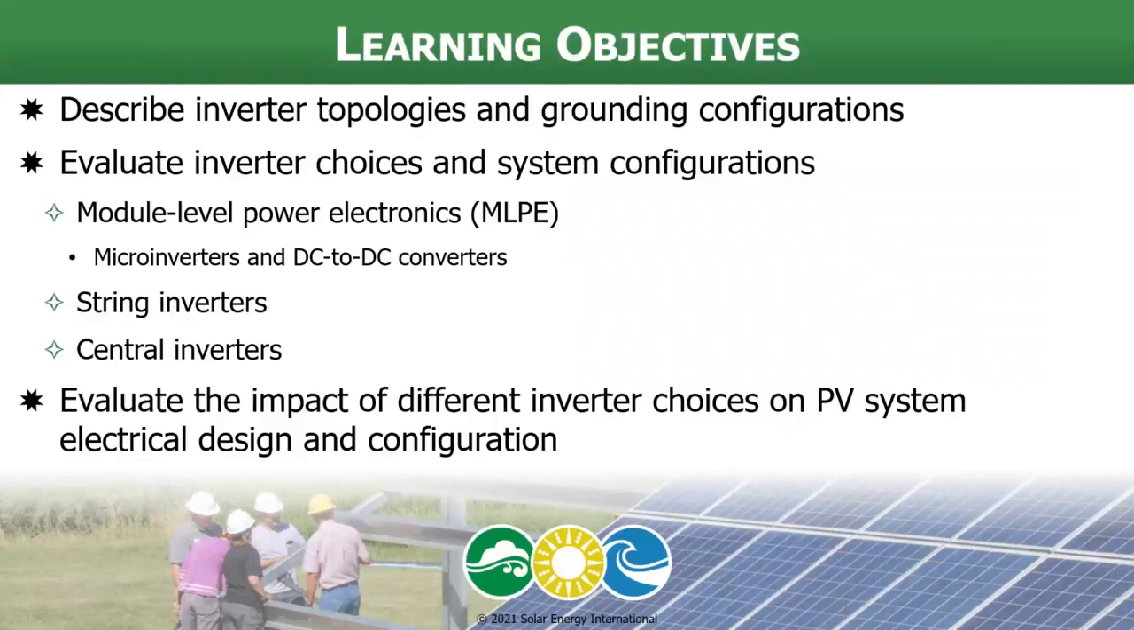Let's get started by taking a look at our learning objectives for this particular unit. We have several sections in this unit, and by the time you get through all of them, you should be able to describe the most common inverter topologies that you'll be encountering in the PV industry, as well as their associated grounding configurations. You also should be able to evaluate different inverter choices and system configurations, meaning the different types of inverters such as string inverters, central inverters, and microinverters and DC to DC converters, which also fall under the category of module level power electronics.